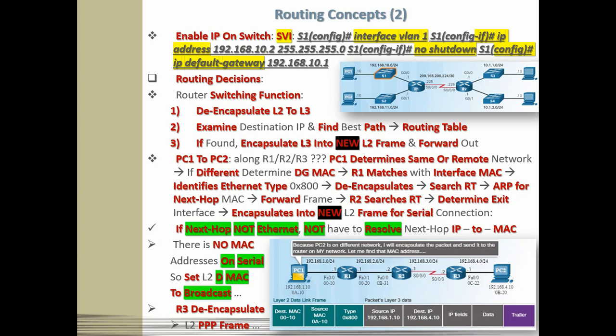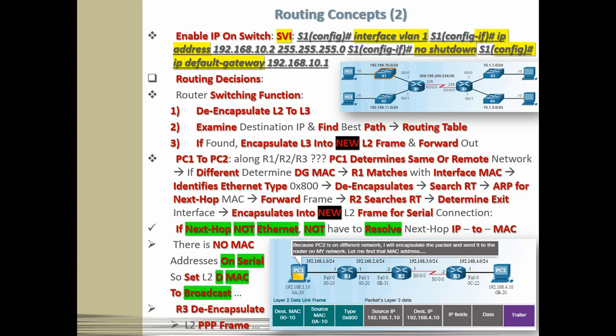R1 then identifies the Ethernet type field. And the value for the Ethernet type field, if it is hexadecimal 800, simply means that the Ethernet frame contains an IP version 4 packet inside the data portion of the frame.